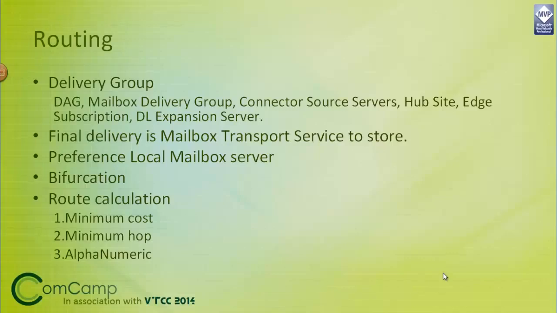So at one point it decides: if you have sent an email to 10 users, some internet users, some outlook.com users, some microsoft.com users, and some of your organizational users, then at the last point of your organization's transport delivery group, it will bifurcate the messages to different receive SMTP servers.